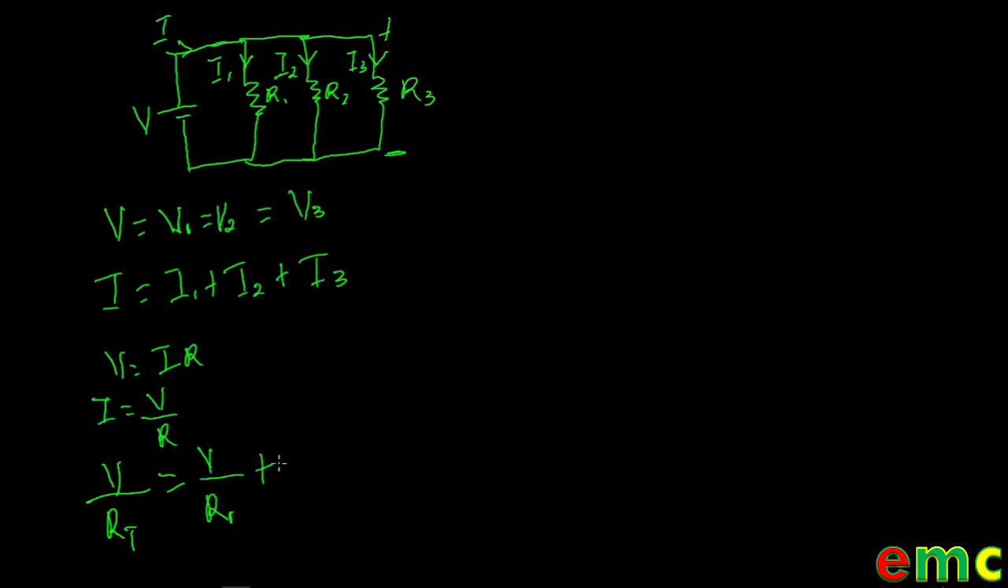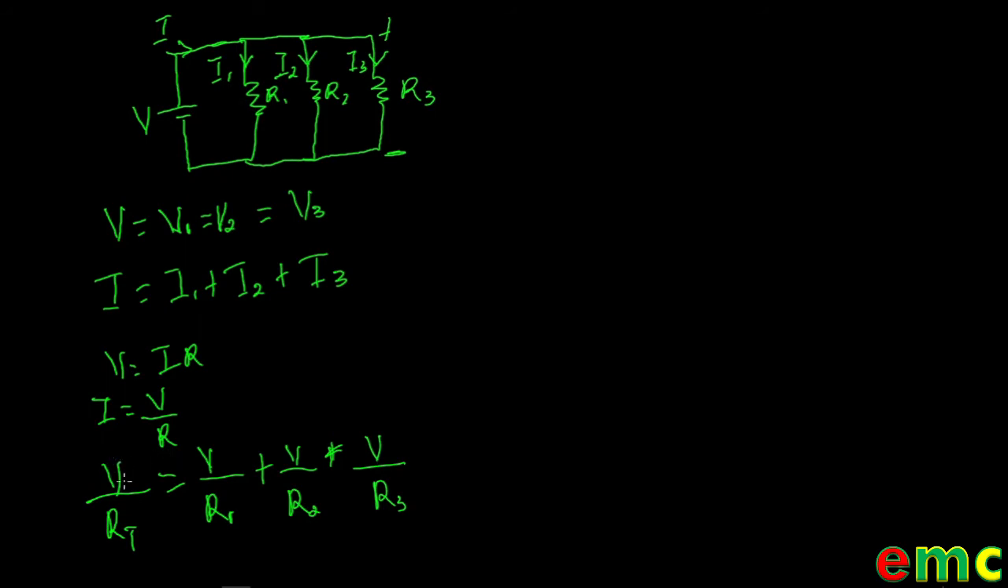We have I2 here, and I2 is the same as the voltage divided by the resistance in the second branch, and we have our I3 equal to the voltage divided by the resistance in the third branch. So we have the same voltage in a parallel circuit.